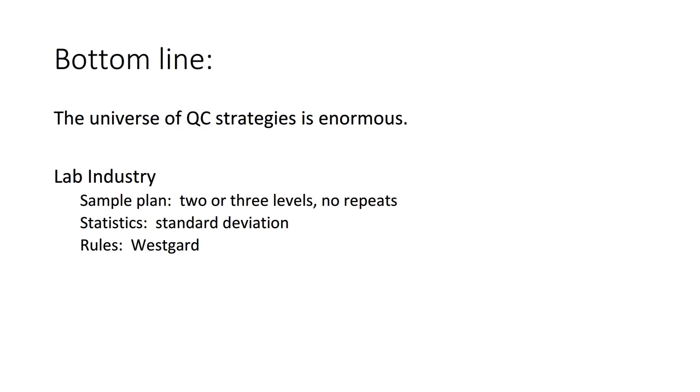The bottom line is that the universe of QC strategies or plans is enormous. You can think of all the combinations of sample plans, sample statistics, and decision rules. In the lab industry, we've tended to converge on a rather narrow set of QC strategies. This may be because they've shown they're the best or because nobody has investigated alternatives. The good news is that QC planning is simple because in practice we only need to compare a few rules given the convergence in the industry.